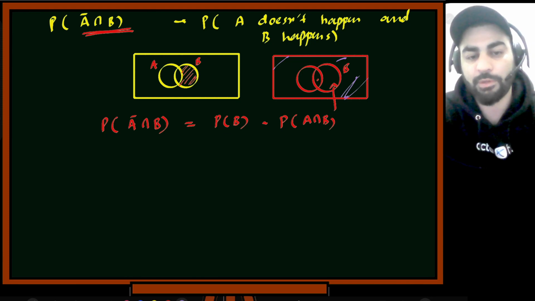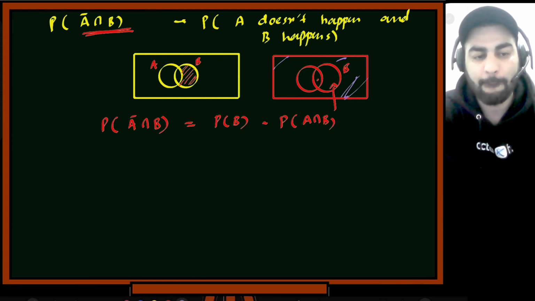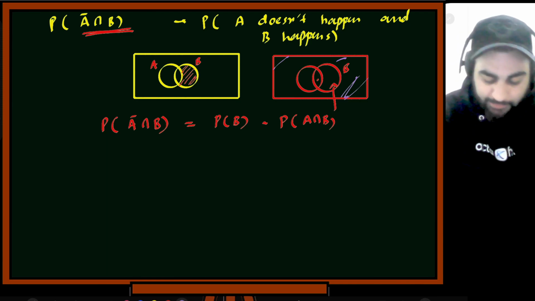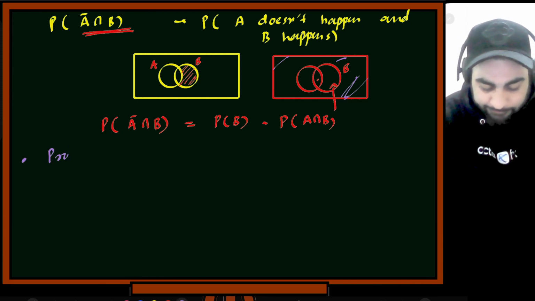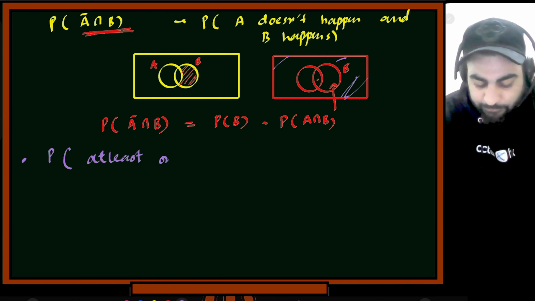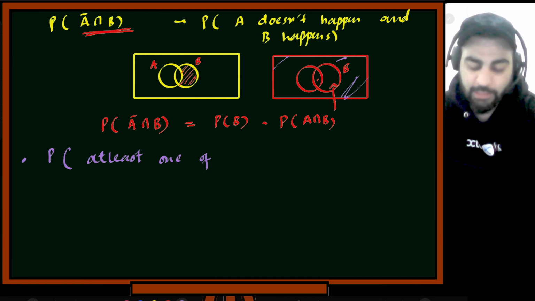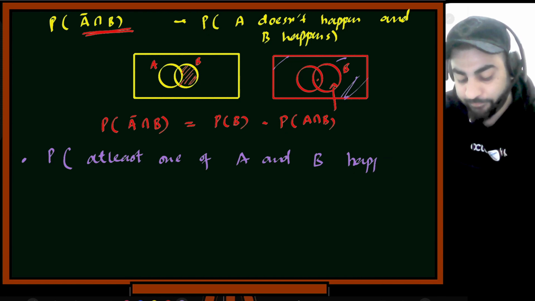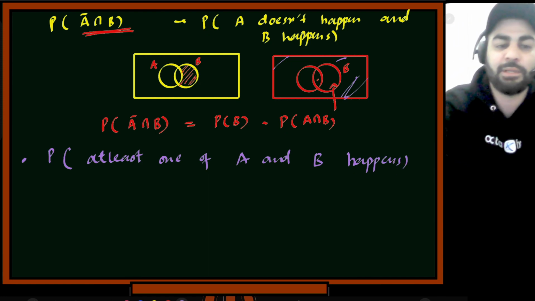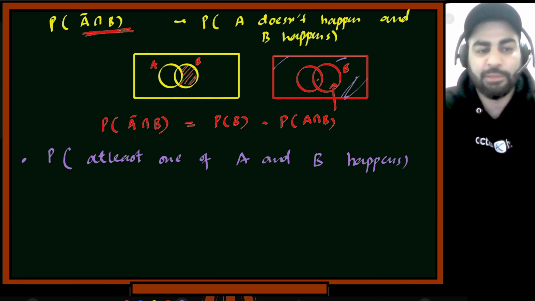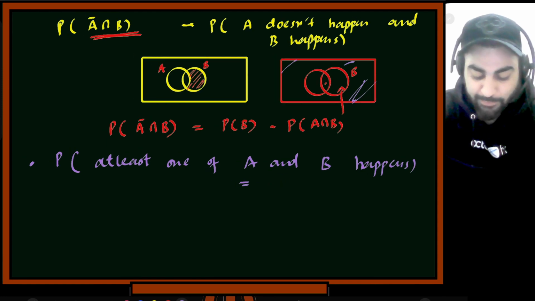So there are some more properties that we'll see. Probability that at least one of A or B will happen. I write it as P, at least one of A and B happens. So what's the meaning of this? Either A can happen or B can happen or both can happen. So the meaning of that is A union B.